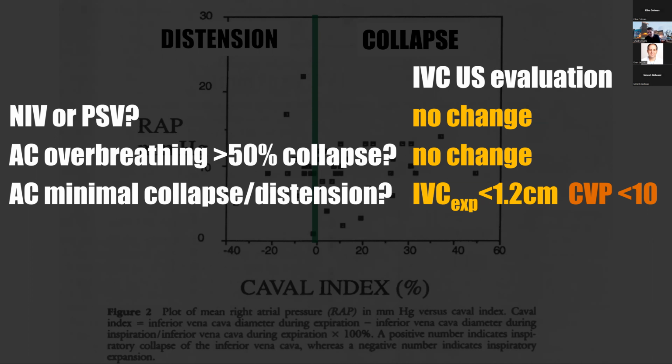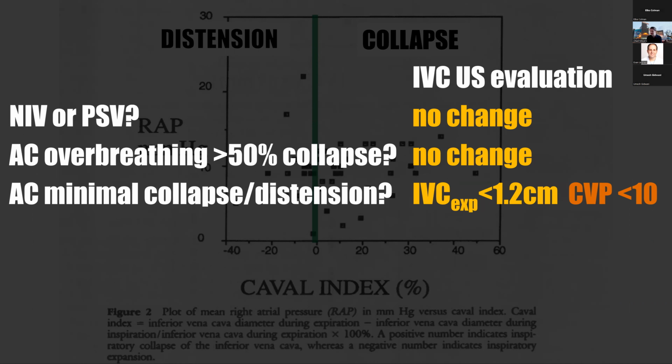If I have a patient who's on non-invasive or pressure-supported ventilation on a mechanical ventilator, I don't change my parameters in terms of IVC evaluation. If they're on assist control, especially if they're overbreathing and they still have maintenance of collapse greater than 50%, again, I assume that patient's got lower CVPs.